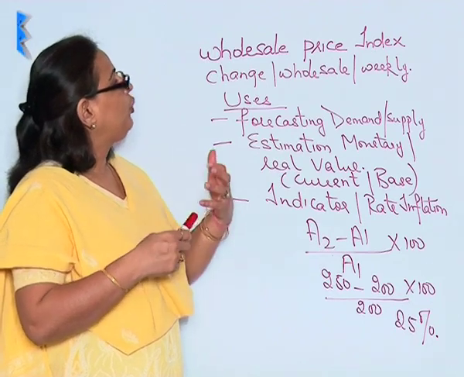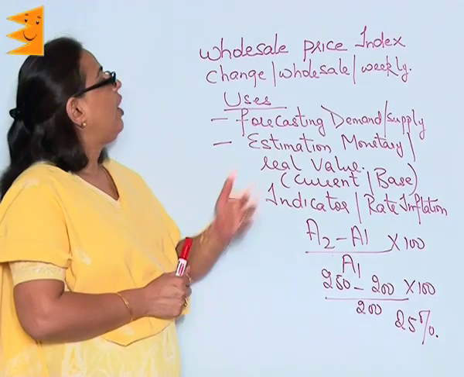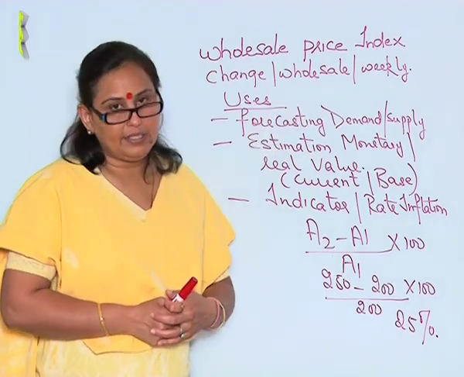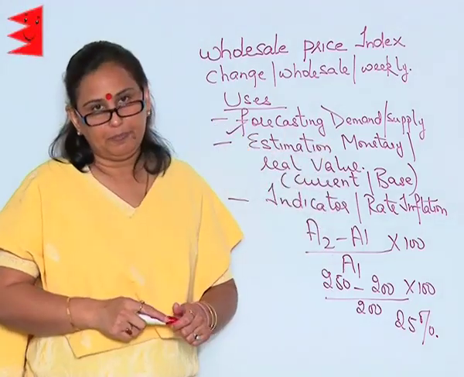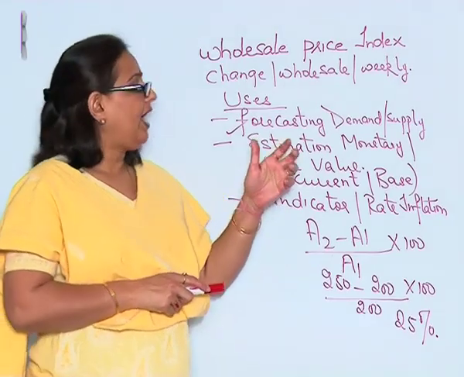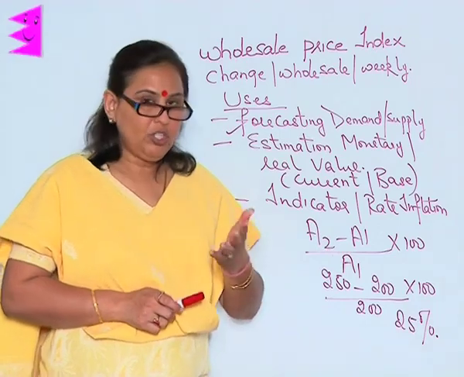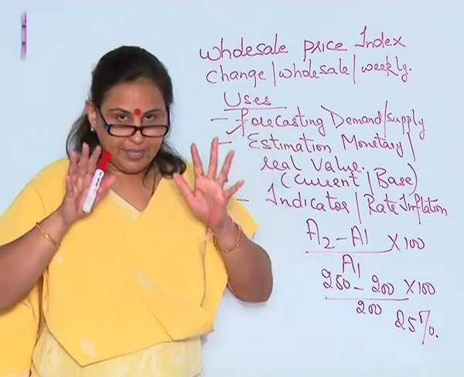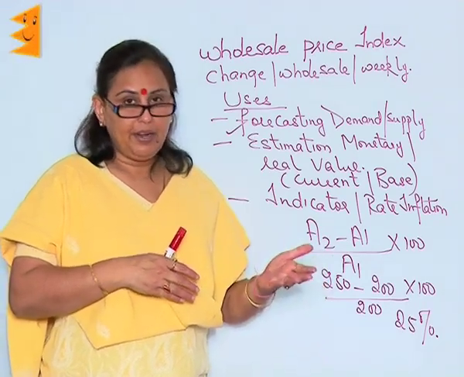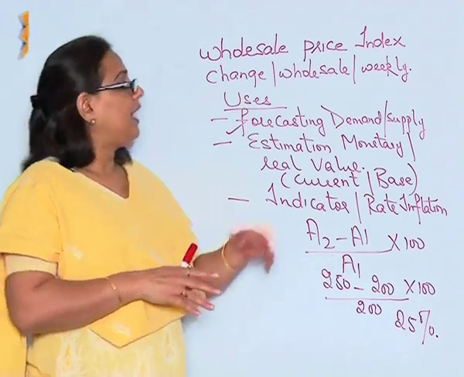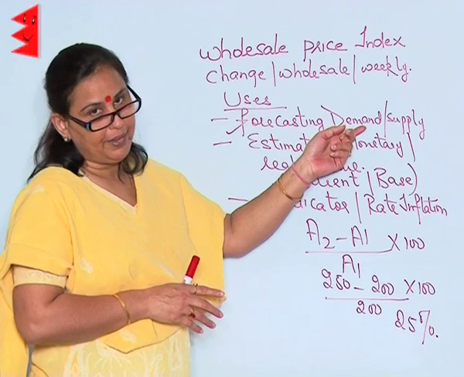Next is, what are the uses of the wholesale price index? The uses or importance of the wholesale price index is, it helps us in forecasting demand and supply. If we have the knowledge of the wholesale price index, we will immediately know how much was the demand and how much was the supply. Did it exceed the demand or was it less than the demand, thus giving us a fair knowledge of the theory of demand and supply.